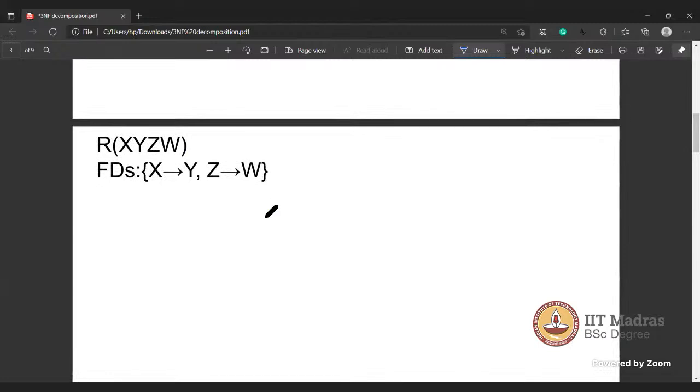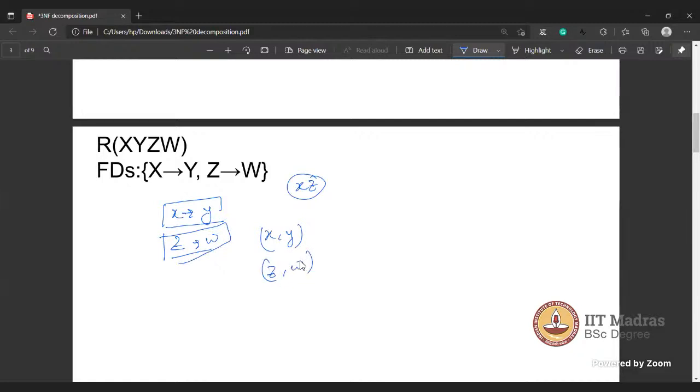Like in the example you solved: X determines Y, Z determines W. What is the candidate key? XZ. So first, for each functional dependency, you make one relation XY. Then you make another relation ZW, and you check whether XZ is present in the relations Ri. It is not present in either, so you have to make one more relation XZ. So you can approach it this way directly.